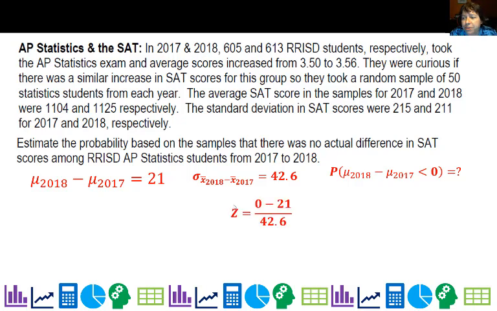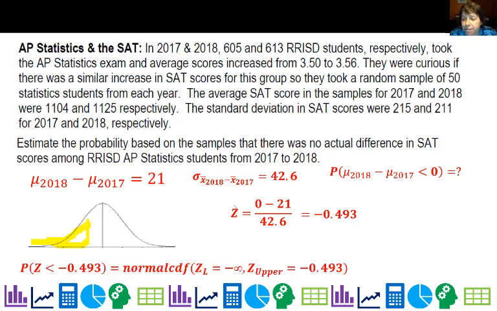So we use our formula for z-scores, z equals 0 minus 21 over 42.6, and we get a z-score of negative 0.493. If I draw my normal distribution, that's roughly there. It's actually a pretty big chunk of the curve. And when I put it into normal CDF, with my lower z as negative infinity and my upper as negative 0.493, the probability is actually quite high, 0.311, or 31% probability that there was no actual difference in SAT scores.